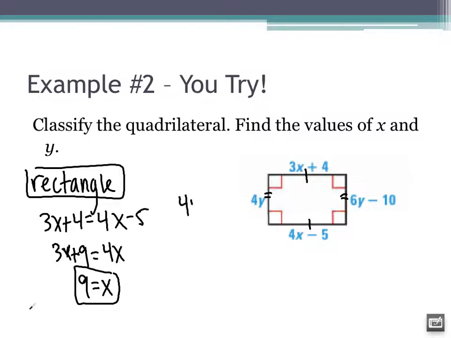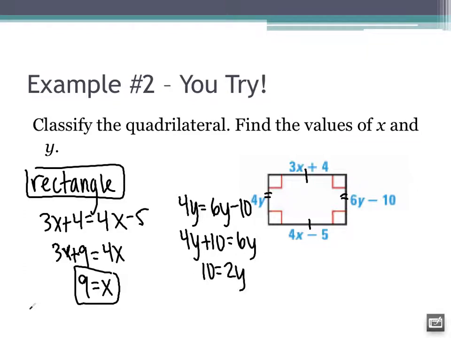My second equation is 4y = 6y - 10. I'm going to add 10 to both sides. Subtract 4y, I end up with 10 = 2y. Divided by 2, so y = 5. That one should not have been too tricky, since we kind of did that with parallelograms.